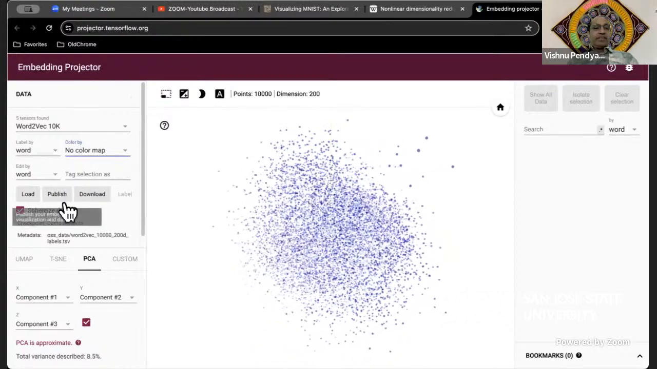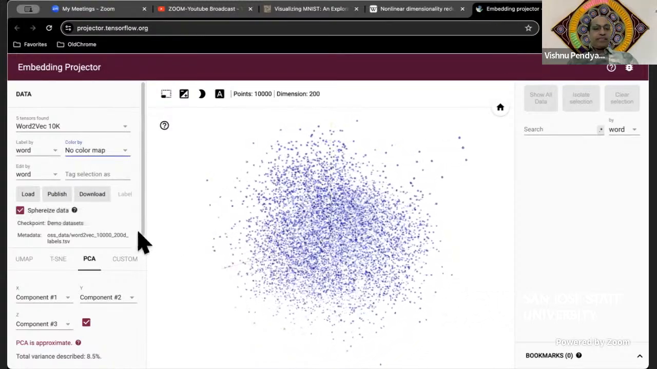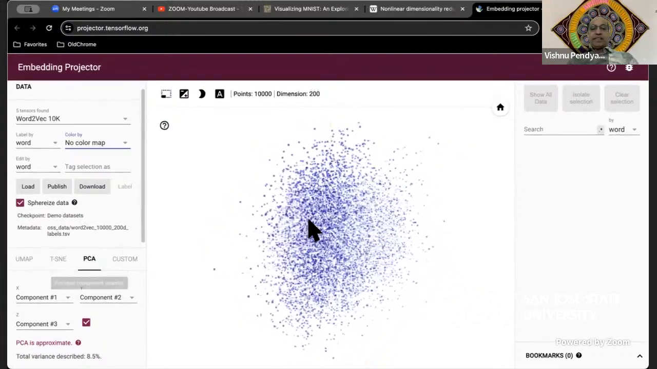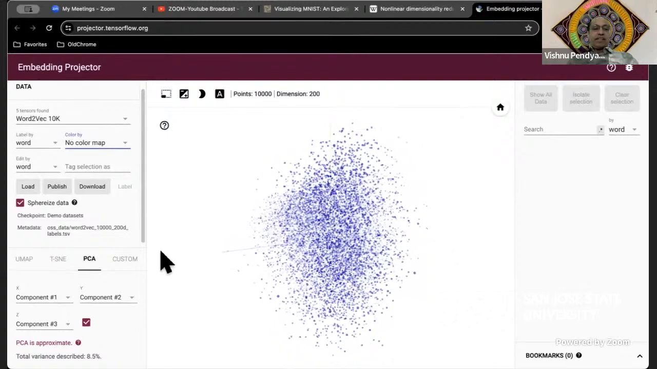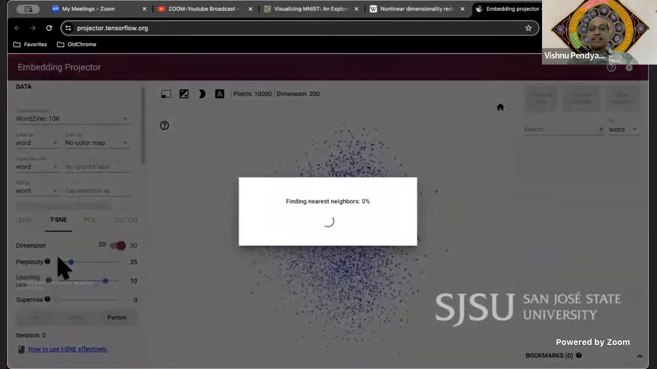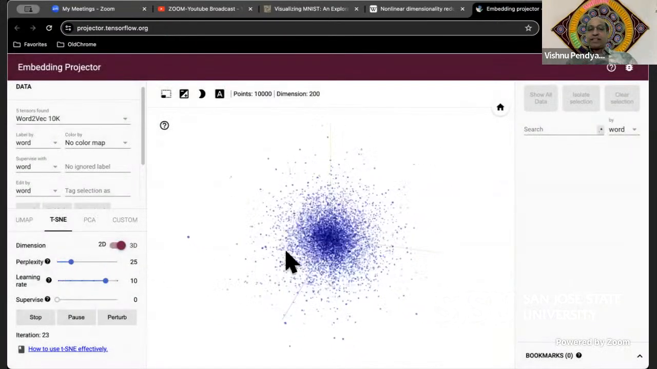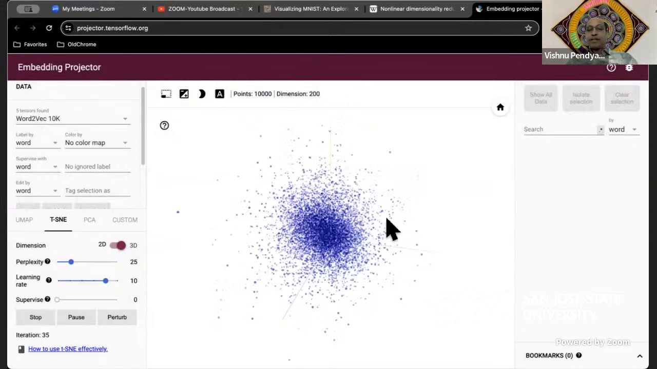Now, I can choose the visualization technique. So this is using PCA. I can choose t-SNE and see how it looks. t-SNE will take time because of the computation of lots and lots of distances. I should have chosen a different data set. So t-SNE produces a different kind of plot.